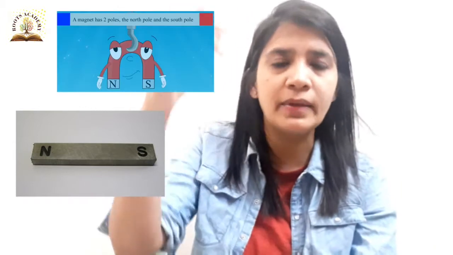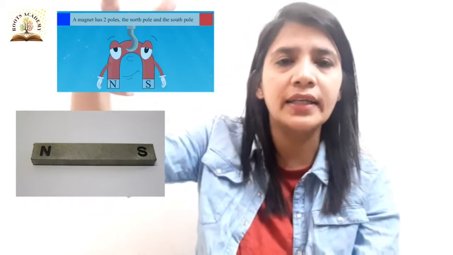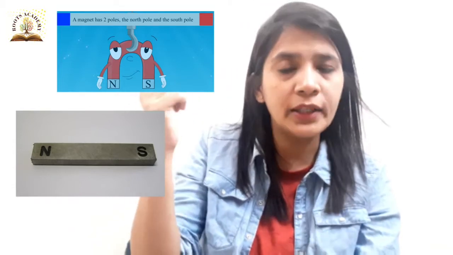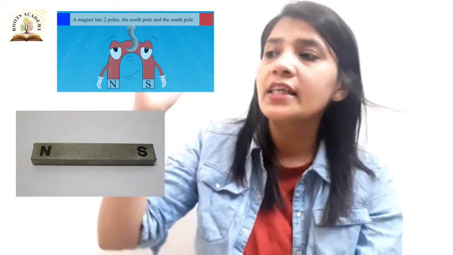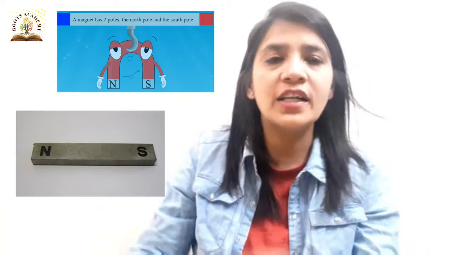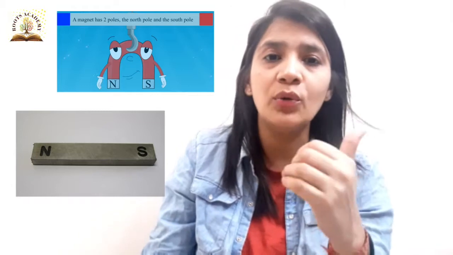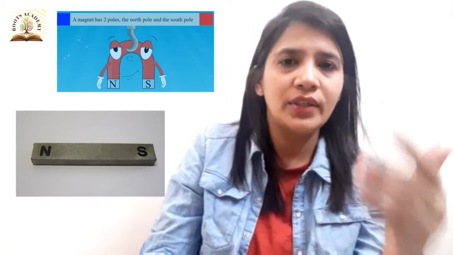In a bar magnet, there are two sides, the north pole and the south pole. When you suspend this magnet, that is, tie the magnet and leave it free, the pole which points towards the north direction is the north pole, whereas the side which points toward the south is the south pole.